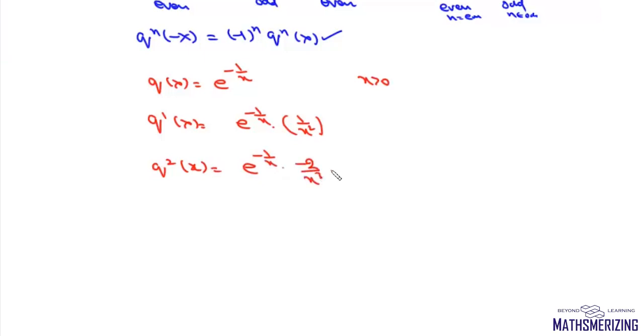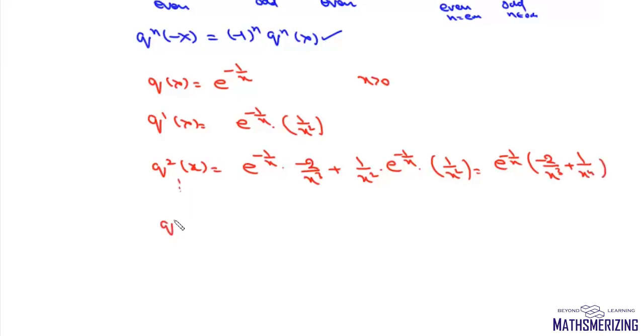Now we find q2(x) will be e to the power minus 1 by x times minus 2 upon x cube, plus 1 upon x square times e to the power minus 1 by x times 1 by x square, which is e to the power minus 1 by x times minus 2 upon x cube plus 1 upon x to the power 4. Now we keep differentiating it. We can write q^(n)(x) to be of the form e to the power minus 1 by x and then some polynomial expression of 1 by x.